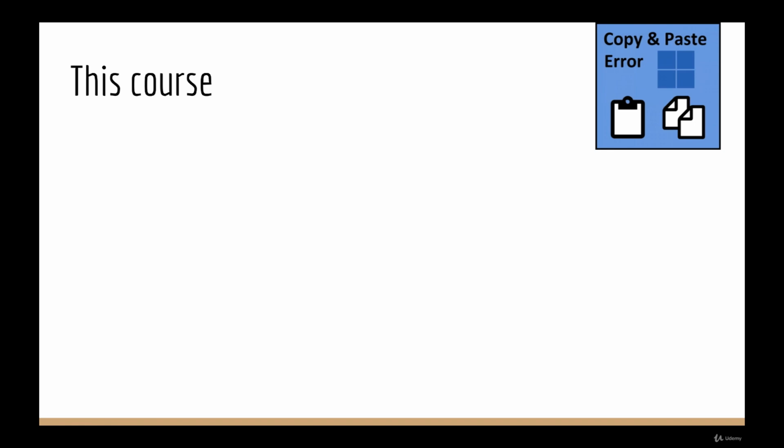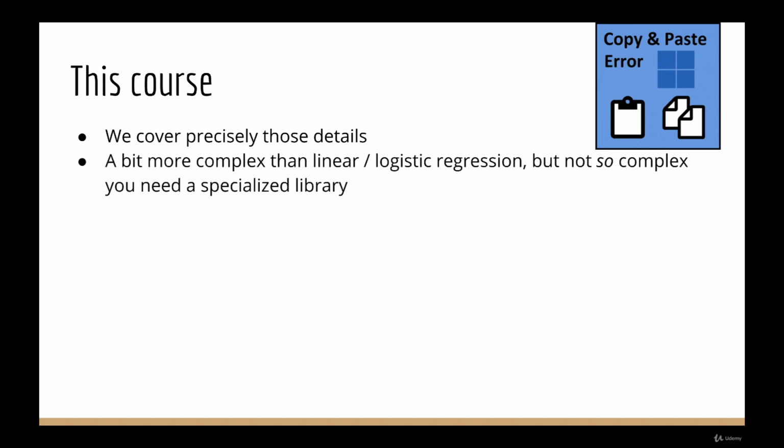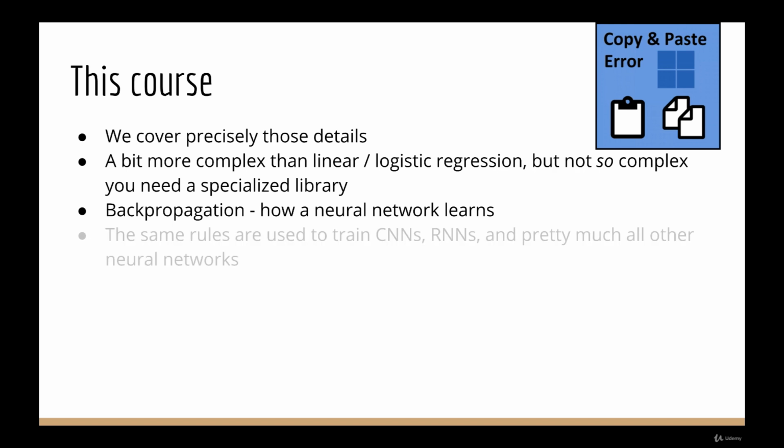So what is this course about? This course seeks to explore the details of neural networks, the details that other people usually want to ignore to their own detriment. It's a more complex model than just linear regression or logistic regression, but it's not so complex that you need a specialized library to do it. One of the core concepts of this course is backpropagation, which is how a neural network learns. The principles of backpropagation are used to train CNNs, RNNs, and pretty much all popular neural networks in existence today. So that's why it's something worth learning about.